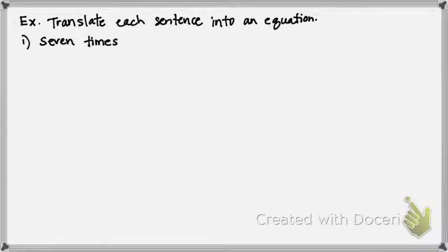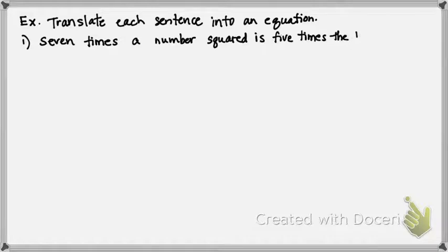7 times a number squared is 5 times the difference of K and, oh, I've run myself out of room, so I'm just going to put it here, M. Okay.